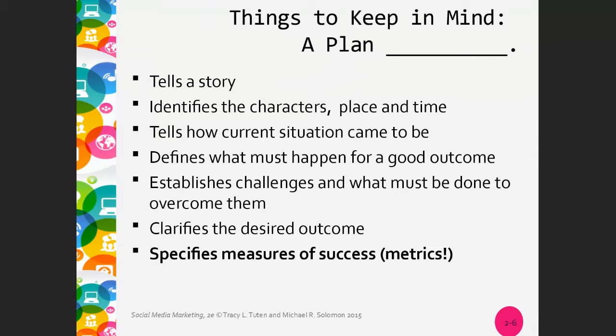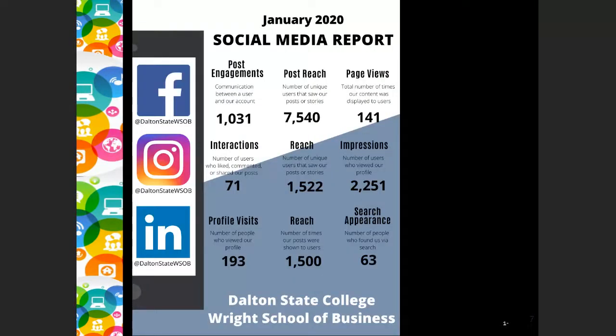So as an example, for the Wright School of Business social media, this is a report that we generated for January 2020, which we would post, run the school, and also provide to the dean. This is what had happened in the month of January, and this is what we decided to measure. For Facebook, post engagements, reach, and page views. And for Instagram, interactions, reach, and impressions.